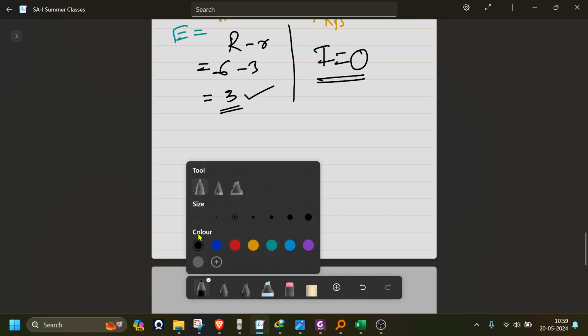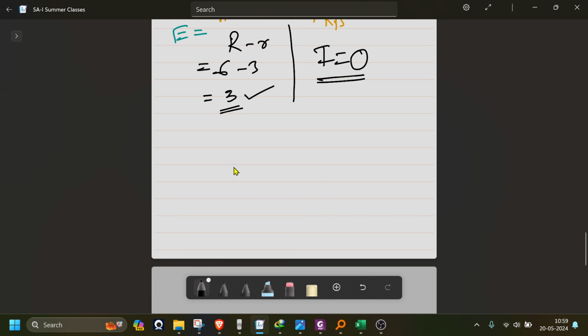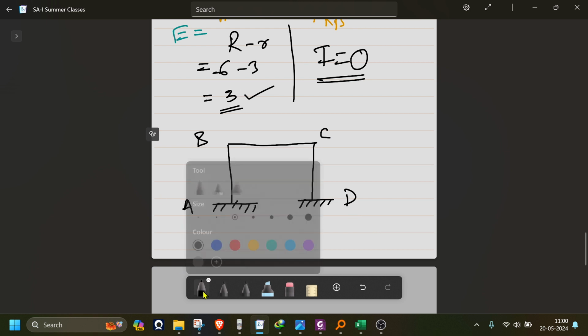Okay, so let's understand this. For example, let us say I have a frame. We call this a frame, right? For this frame, let us say this is A, this is B, this is C, and this is D. Now can you tell me what is the external indeterminacy for this structure?